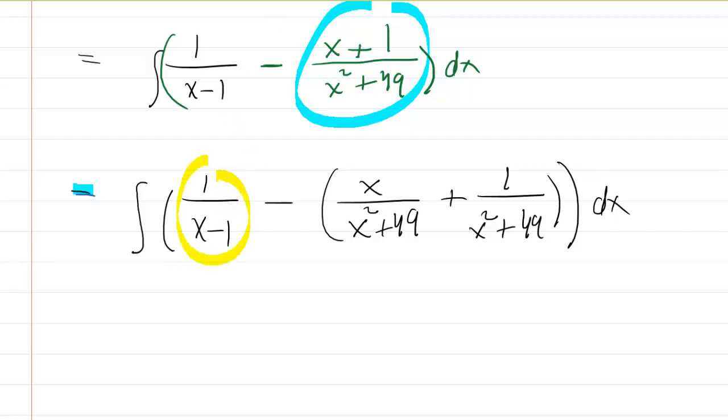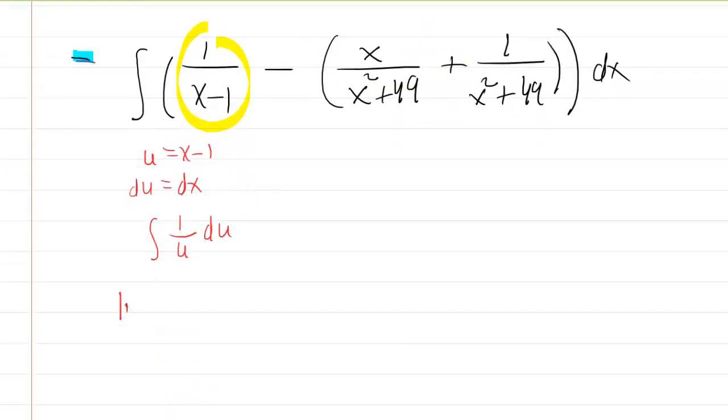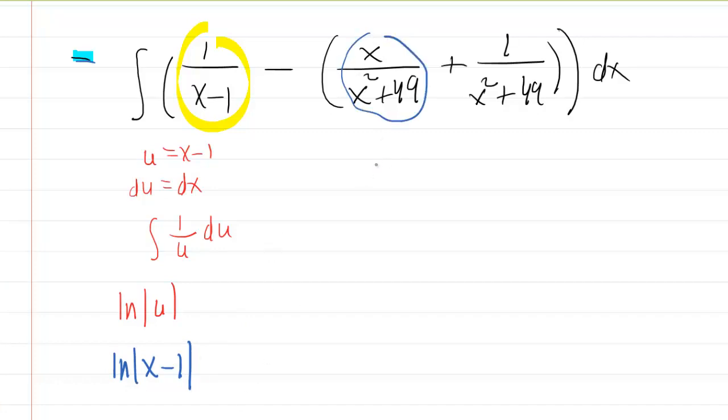This one, we'll do it real quickly. You could let u equal x minus 1, differentiate both sides to get du equals dx. So then you have the integral of 1 over u du. And then if you integrate that, of course, you get the natural log of the absolute value of u. And then putting your u back in gives you natural log of absolute value of x minus 1. So that one's done.